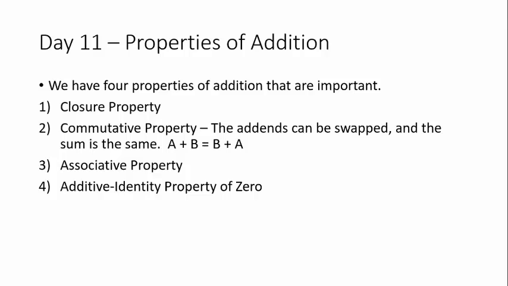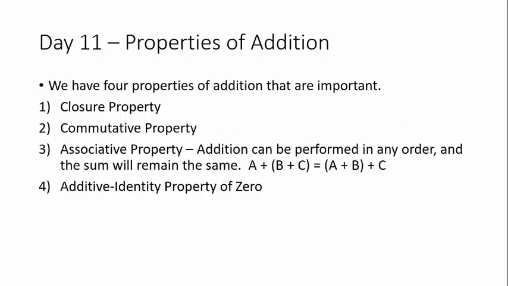The commutative property means that the add-ins can be swapped, and the sum will be the same. So A plus B is the same as B plus A. The associative property has to do with how we group the add-ins. This property says that addition can be performed in any order and the sum will remain the same. On the left side, we can see that we're adding B plus C first, and that is added to A. On the right side, we see that we're adding A and B first, and then adding C.